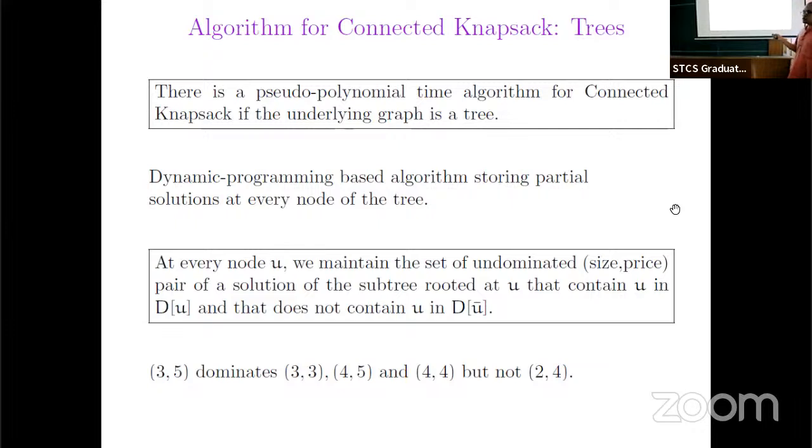And for U, I store two kinds of solutions. In DU, I store all the solutions which contain U, and in DU bar, I store all the solutions which do not contain U. This basically I need to update to maintain DU. Yeah, DU doesn't contain... Oh, it doesn't contain. Yeah.